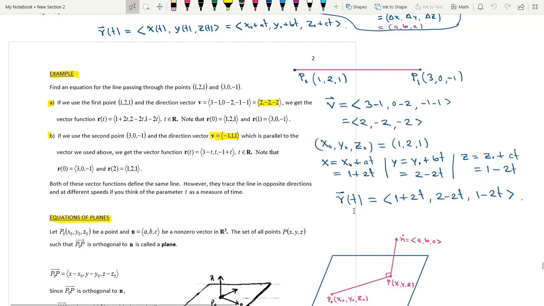So the vector function is r of t equals 1 plus 2t, 2 minus 2t, 1 minus 2t. This is the equation of a straight line. Here I consider P0 as (1, 2, 1) as the fixed point. If you consider this as the fixed point, then you will get this function. Although this one and that one look a little different, they represent the same straight line. It is just in different forms.